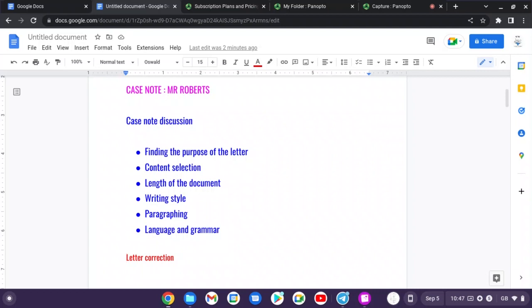Then we will write the letter and correct the letter that we already received in our Telegram group.